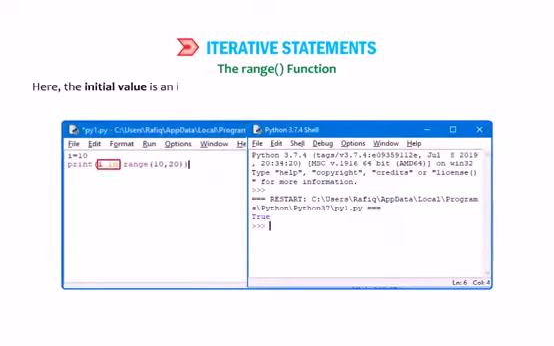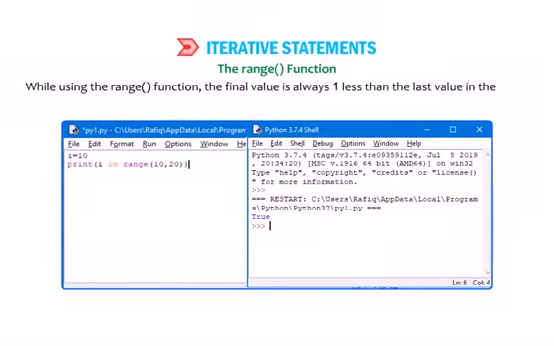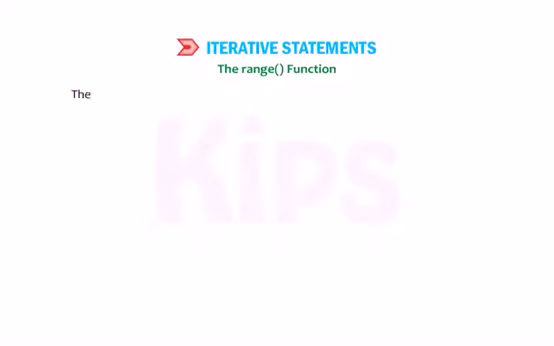Here the initial value is an integer specifying at which position to start, while the final value specifies the end, and the step value specifies either increment or decrement at each step to reach the final value. While using the range function, the final value is always 1 less than the last value in the given sequence. The use of the range function can be understood by the following example. Program 4.